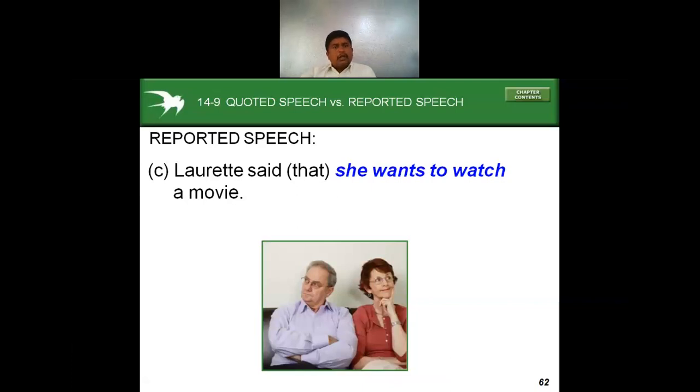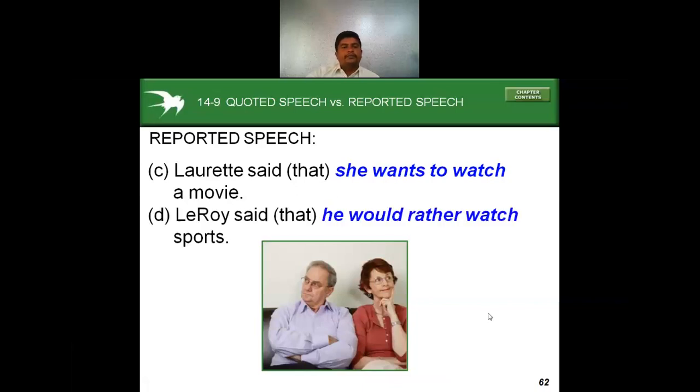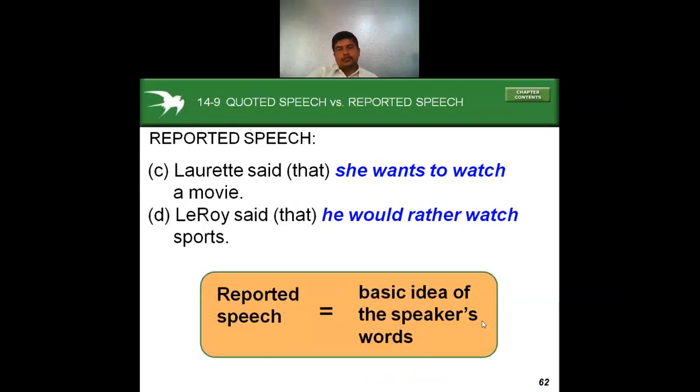Now, reported speech. Loretta said that she wants to watch a movie. This is indirect speech. Somebody speaks on behalf of that boy or girl. He would rather watch sports. Reported speech gives the basic idea of the speaker's words. What is meant by reported speech? Reported speech will always express the basic idea of the speaker's words. Am I right? Yes.